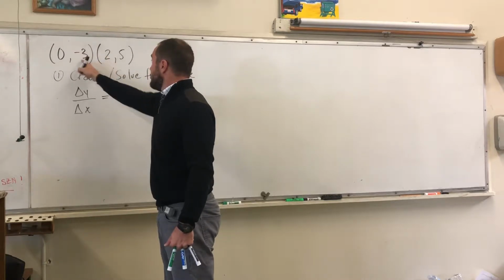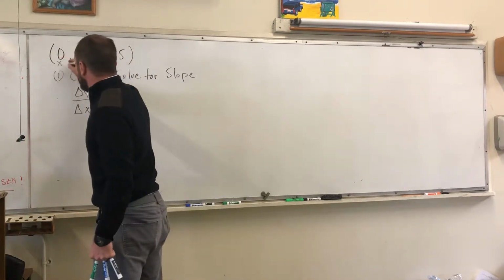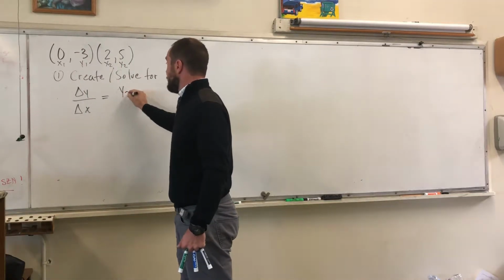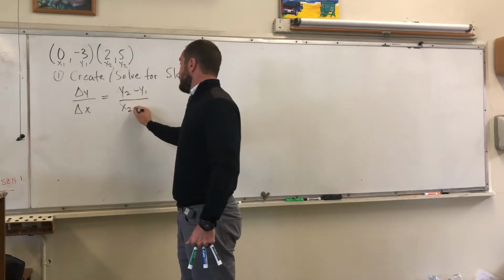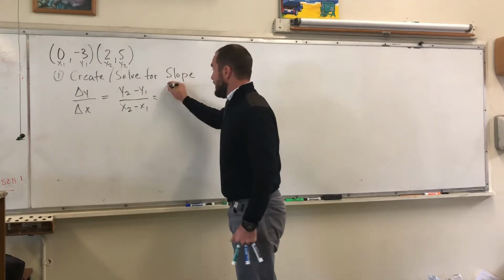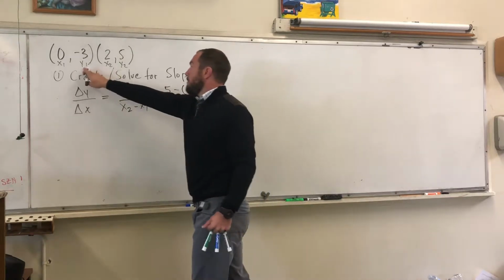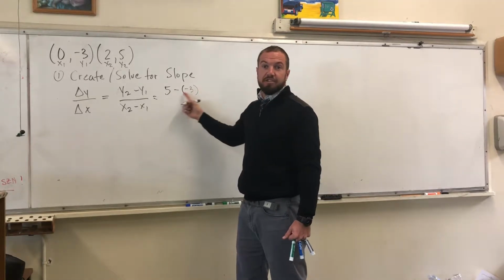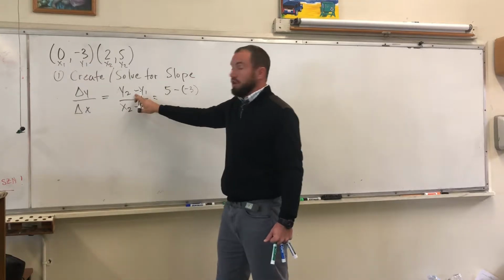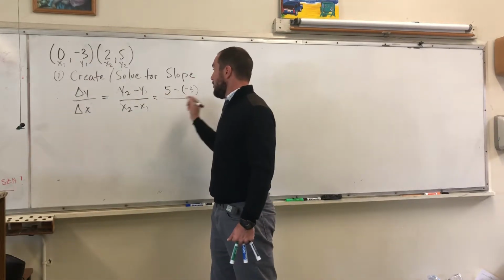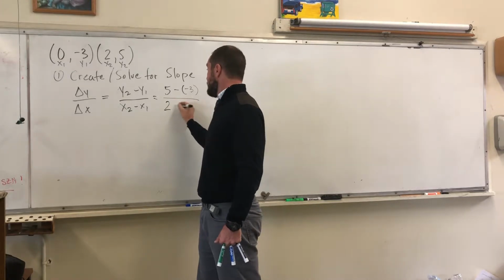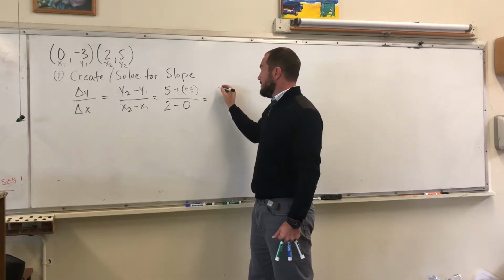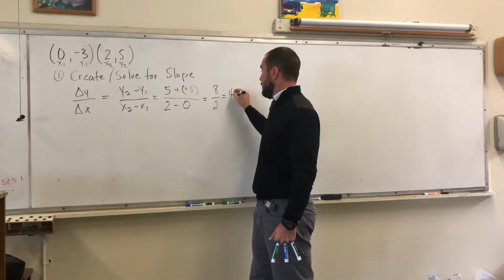Then you want to use your x1, y1, x2, y2. Here's your equation: y2 minus y1 over x2 minus x1. It's 5 minus whatever your y1 is, negative 3. It's not 5 minus 3. It's going to be 5 minus a minus 3 because you're putting a negative into an equation that already has a minus symbol. Over x2 minus x1. Solve: negative, negative, positive, 8 over 2, and that would produce the 4.